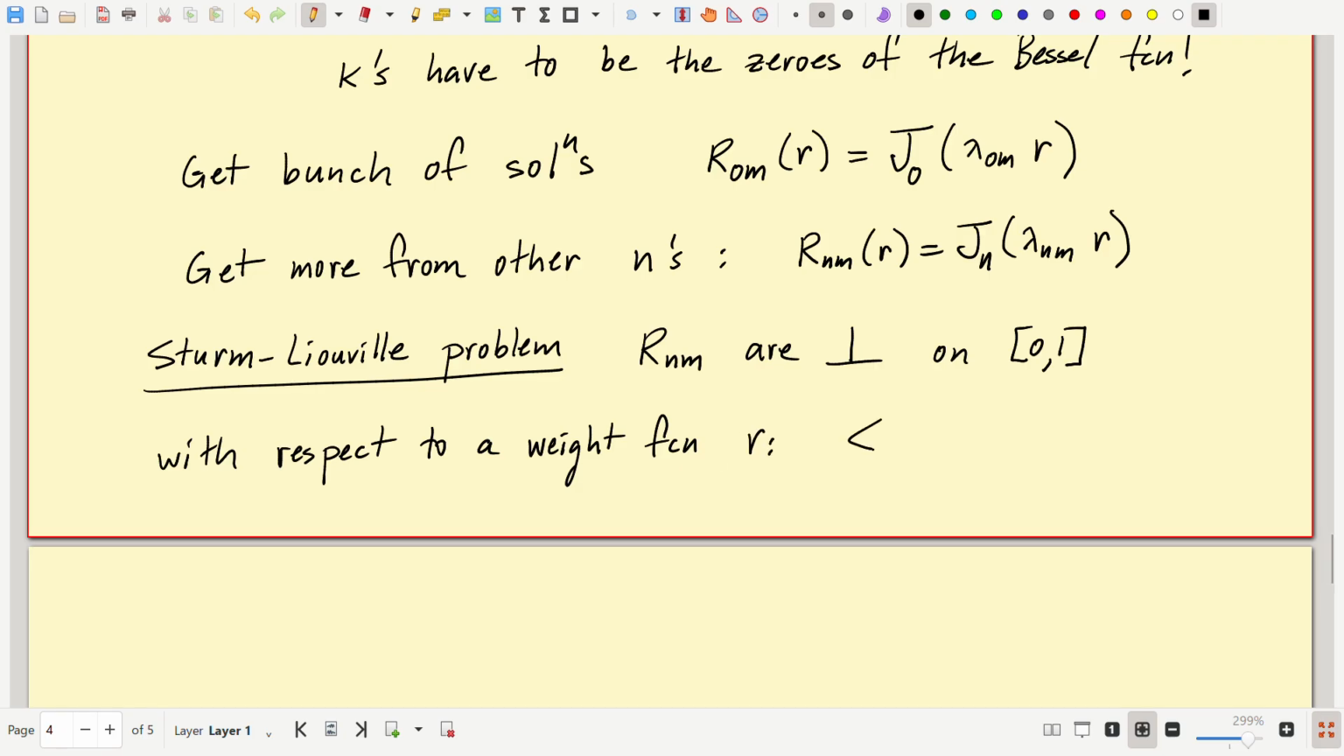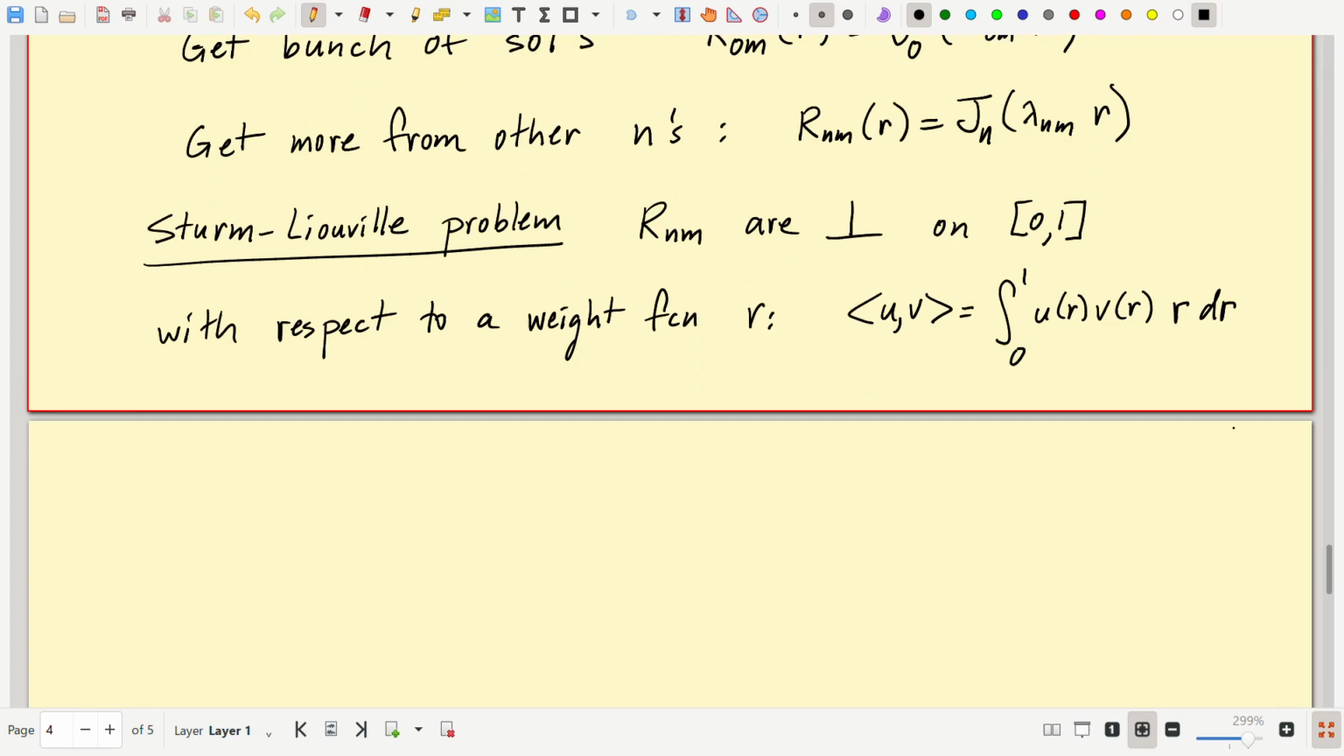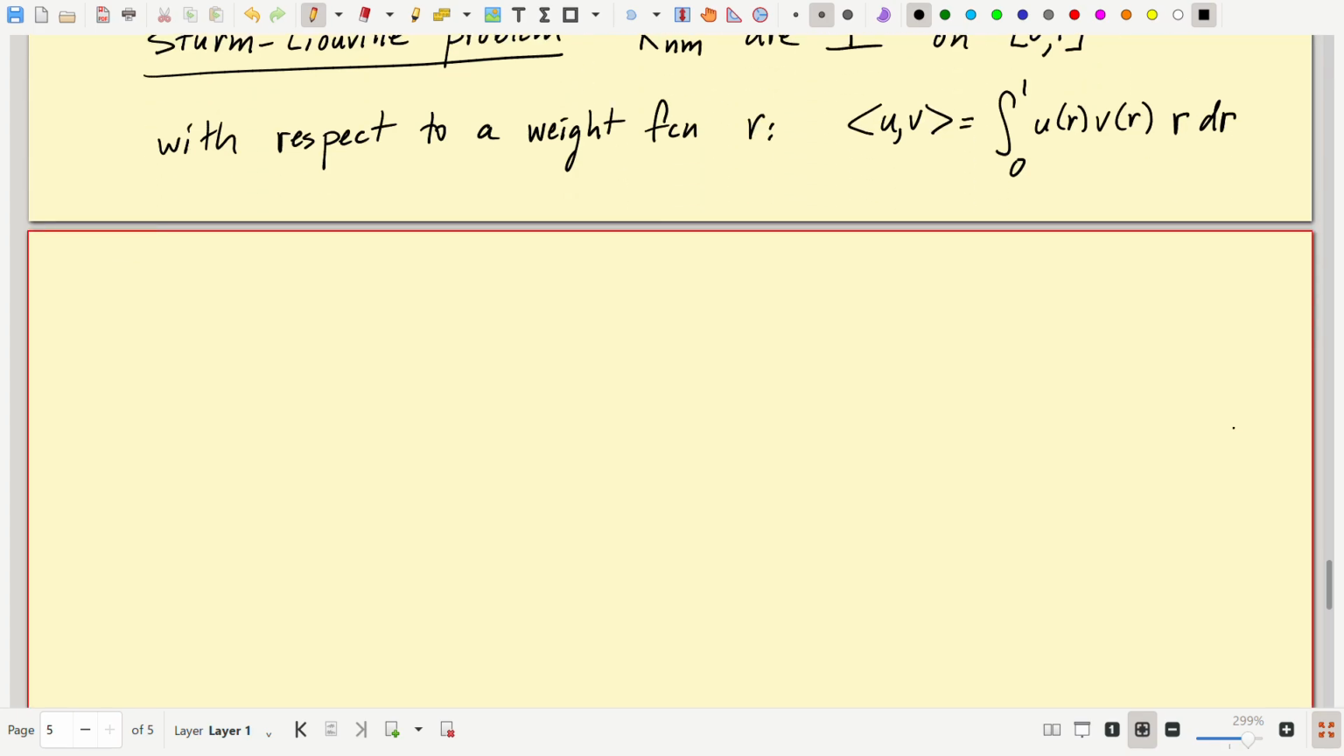So they're orthogonal with respect to the integral from 0 to 1 of u of r times v of r, and the weight function is r dr, which is familiar if you do polar coordinates, r dr d theta. And the whole theory works like Fourier series.